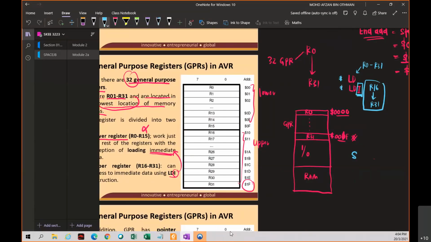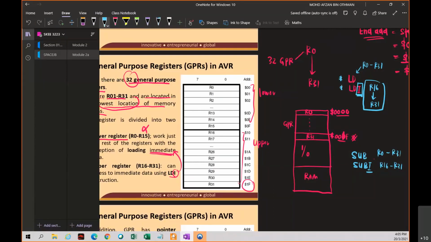Another contoh, SUBI. Okay, both instructions are used to do subtraction. But since yang ini ended with I, yang ni kita pakai daripada R16 sampai R31. But untuk yang atas ni kita boleh pakai daripada R0 sampai R31.